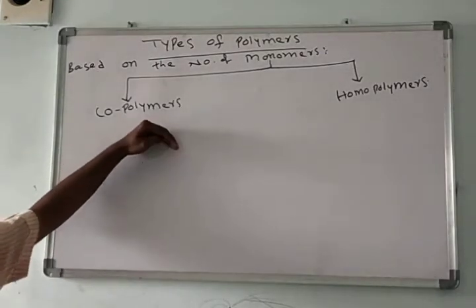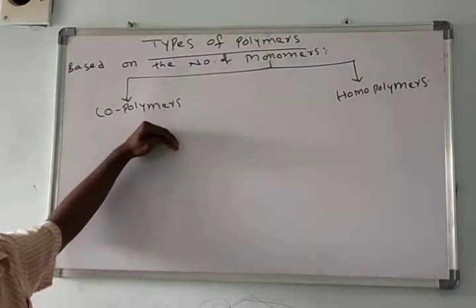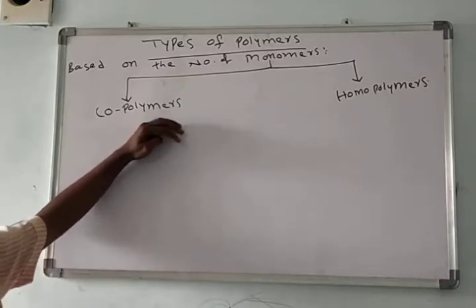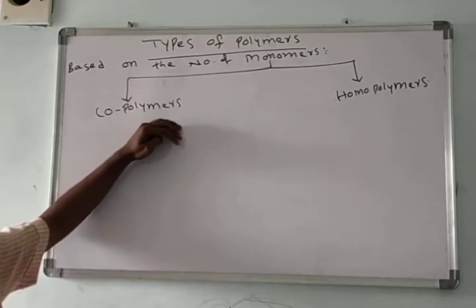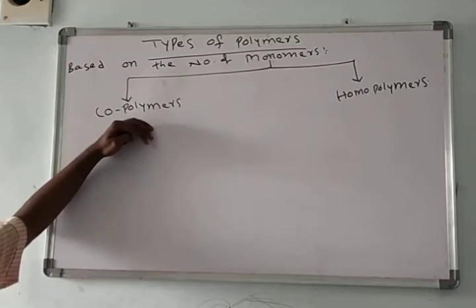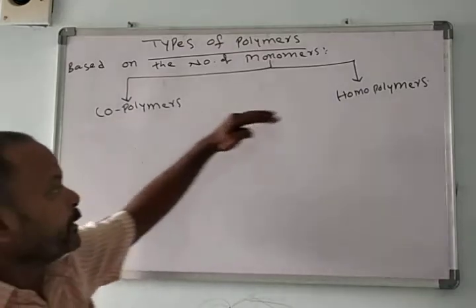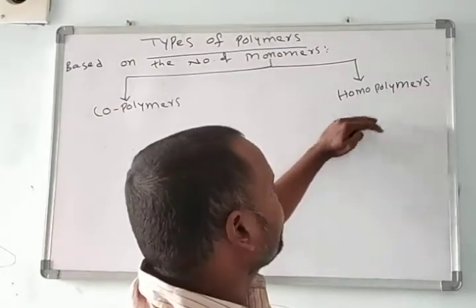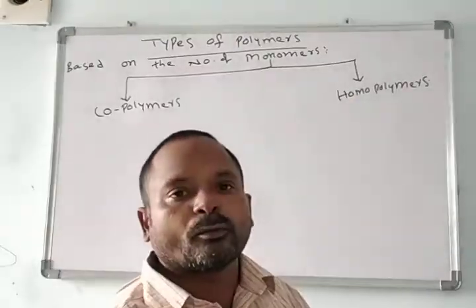Copolymers means the polymers which are produced from at least two different monomers. The polymers which are produced from the same monomers we call homopolymers.